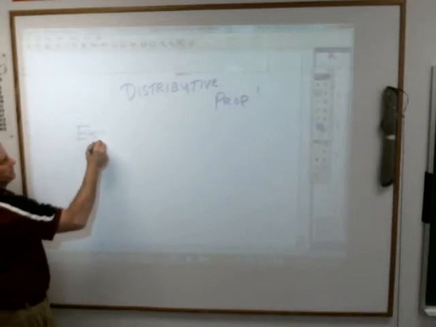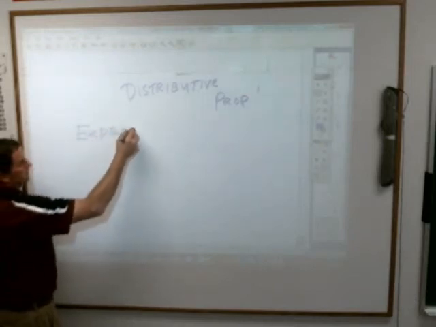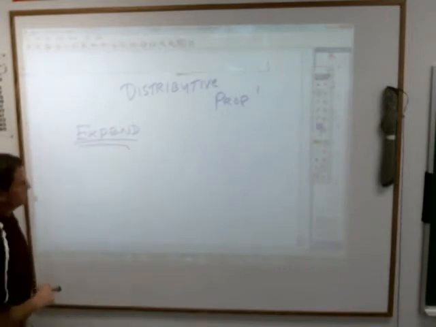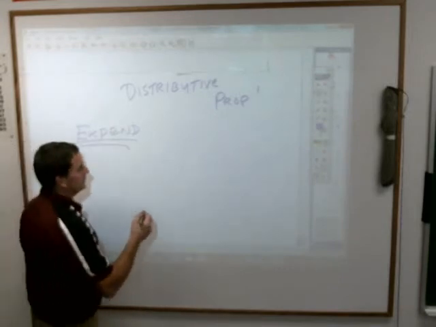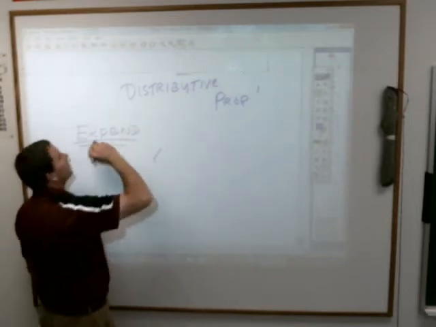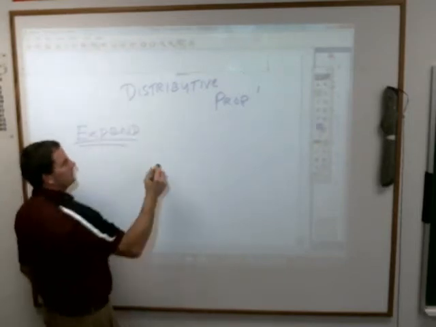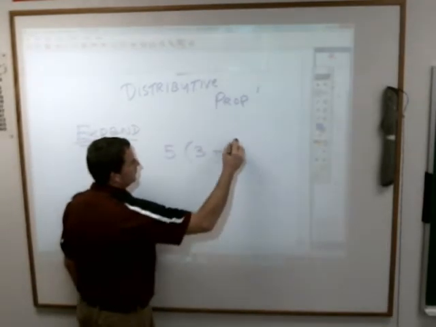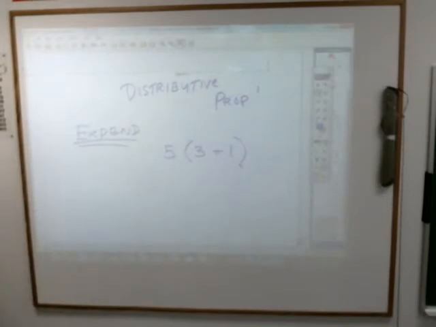Expand. When you see that word expand, they want you to do the distributive property. And really what it looks like is this. Well, here's what it's based on. If you have 5 times the quantity 3 plus 1, what does the distributive property say?